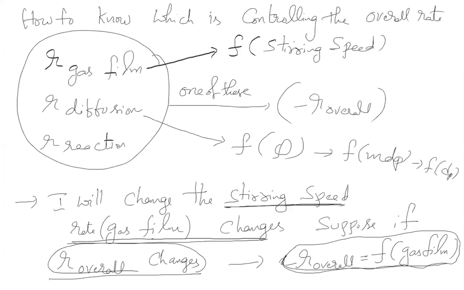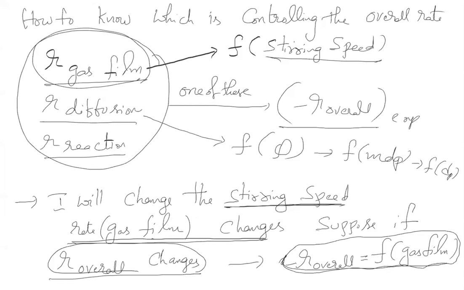I'll repeat the last part again. My overall rate depends upon gas film, diffusion or reaction. This is what you observe experimentally. So intentionally I'll change the stirring speed, which affects my rate of gas film. If this affects my overall rate, then the overall rate is linked to gas film. I'll change my diameter; if that changes the diffusion rate and my overall rate, then my overall rate is a function of diffusion. Then reaction: if these two are not controlling, then reaction is controlling.